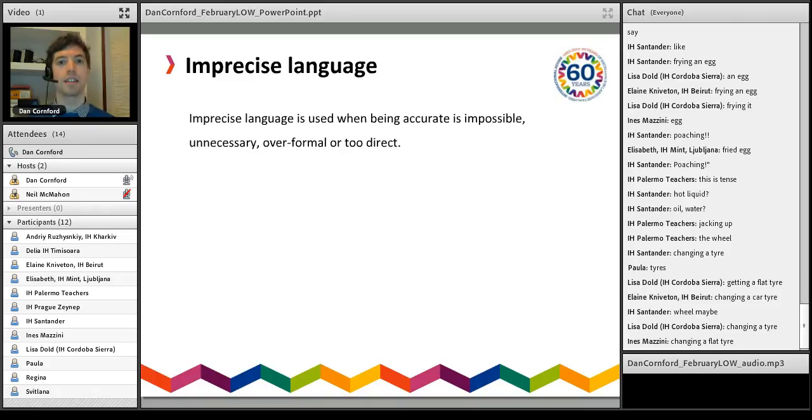The second thing is that this is something that native speakers do all the time themselves when we don't know the word for something or when we don't want to be accurate, whatever the reason. So why not try and teach this to our students as well? Thinking back to the two transcripts that you read, can you remember any examples of imprecise language that you saw in those transcripts?